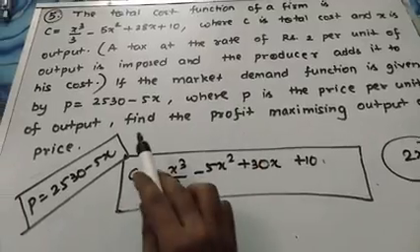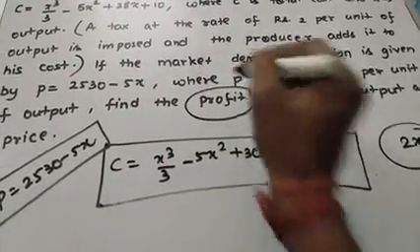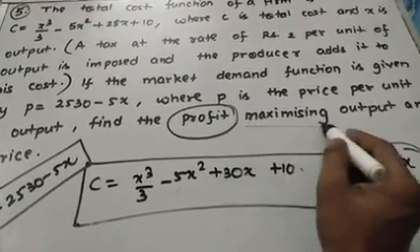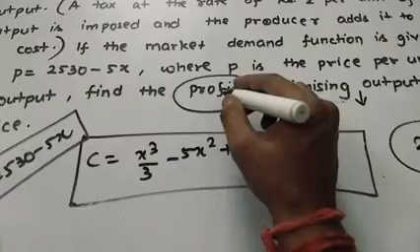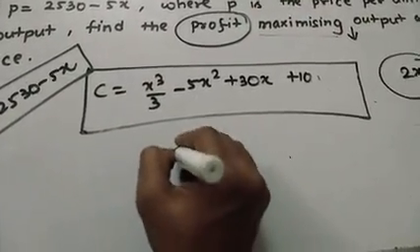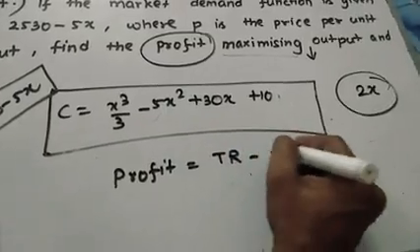Now what we have to find? Find the profit maximizing output. That means we have to find from here. First of all, we have to find the profit. Profit means again total revenue minus total cost.